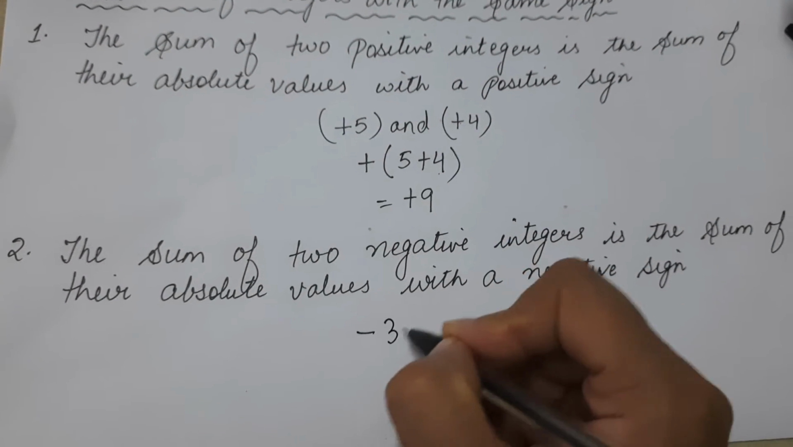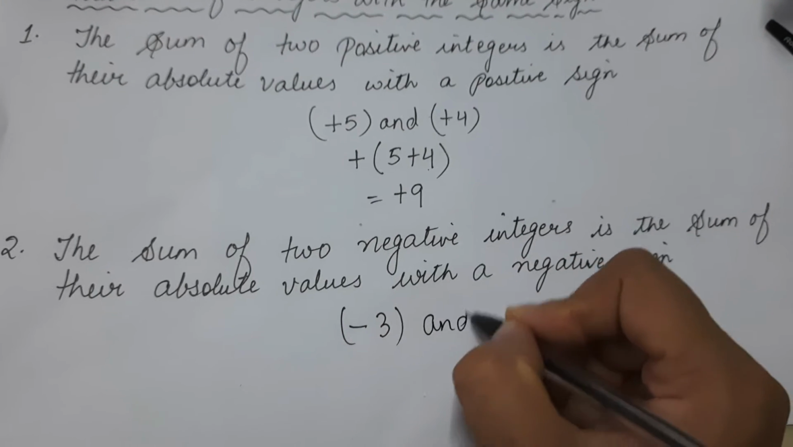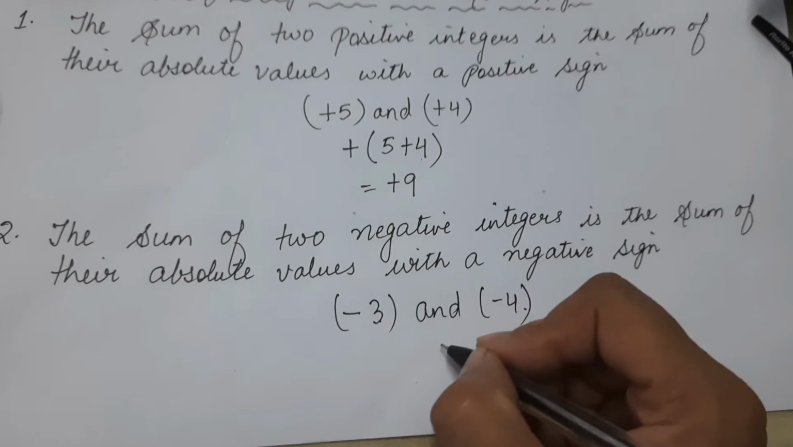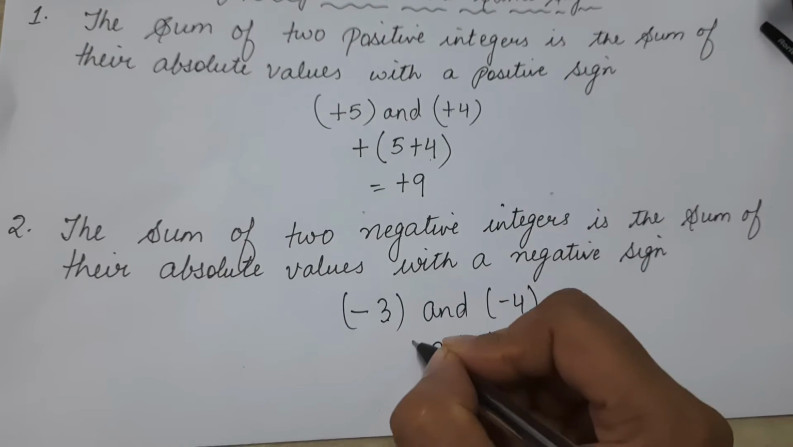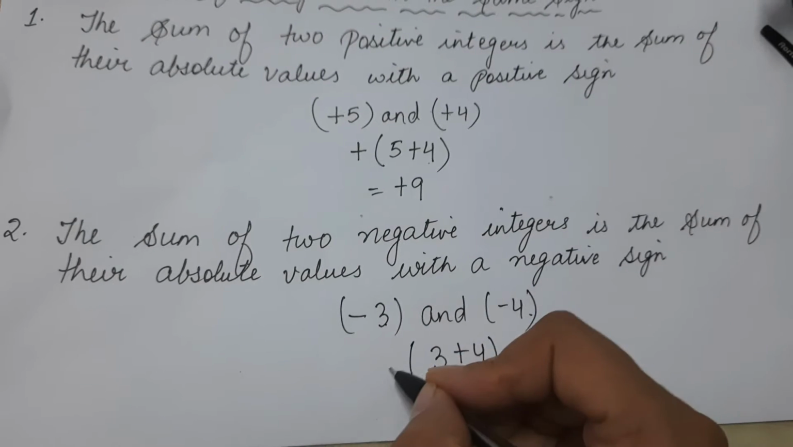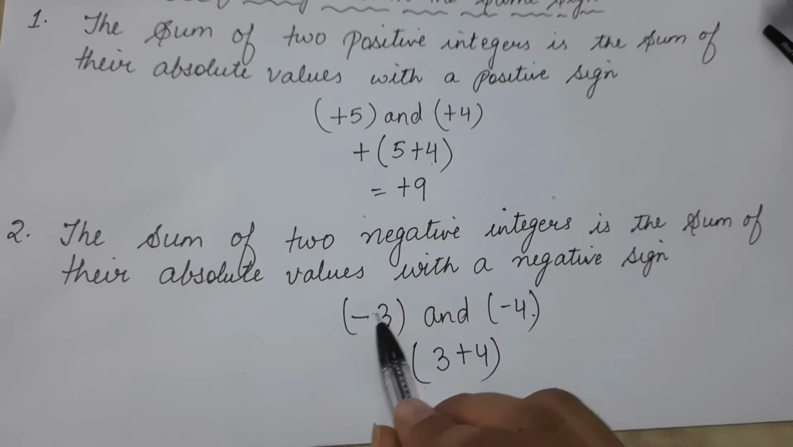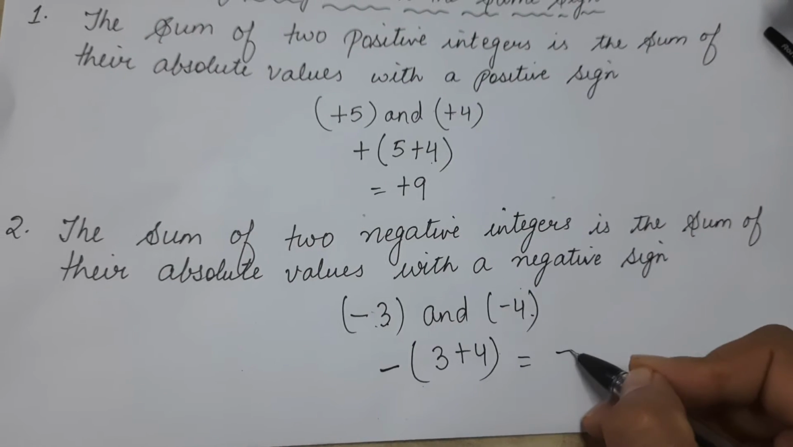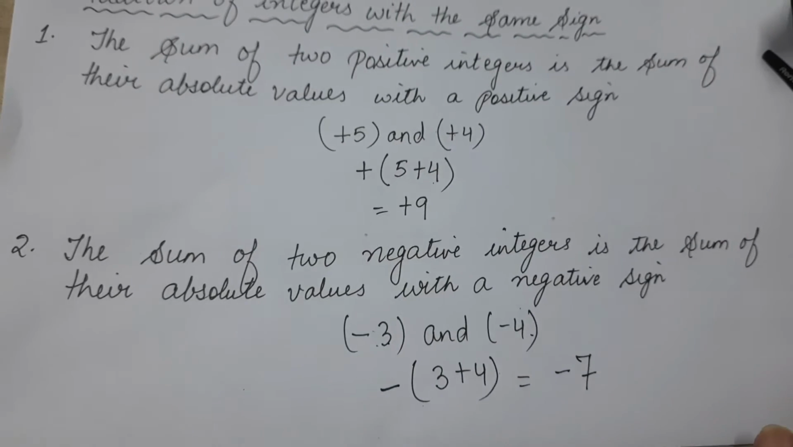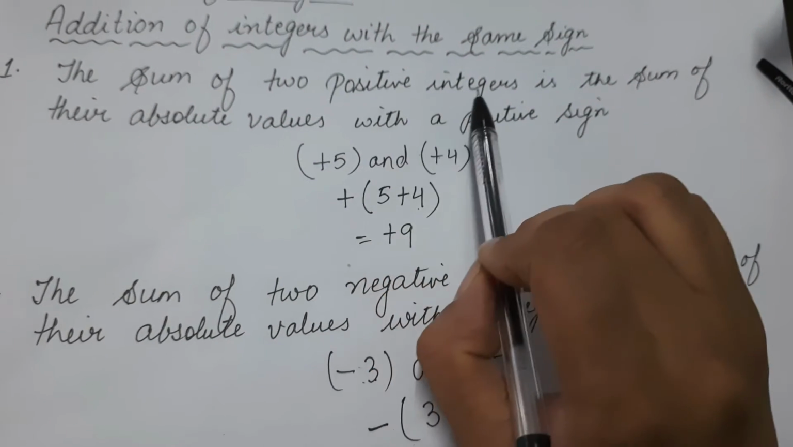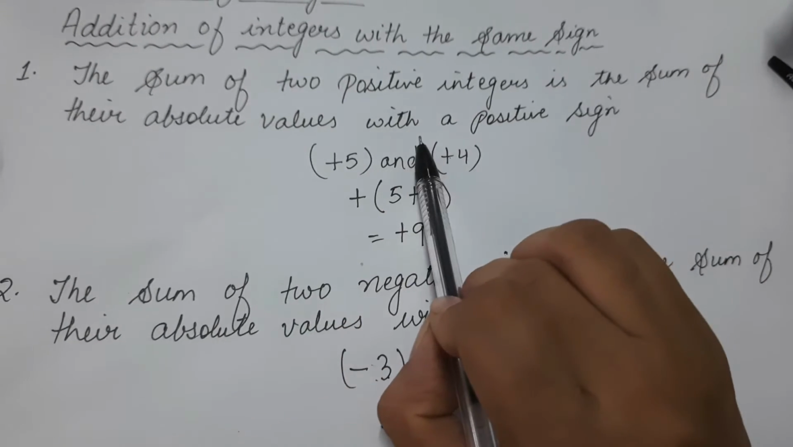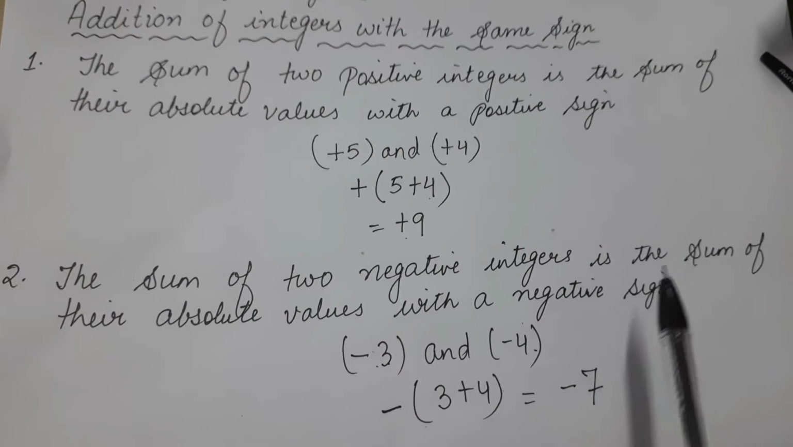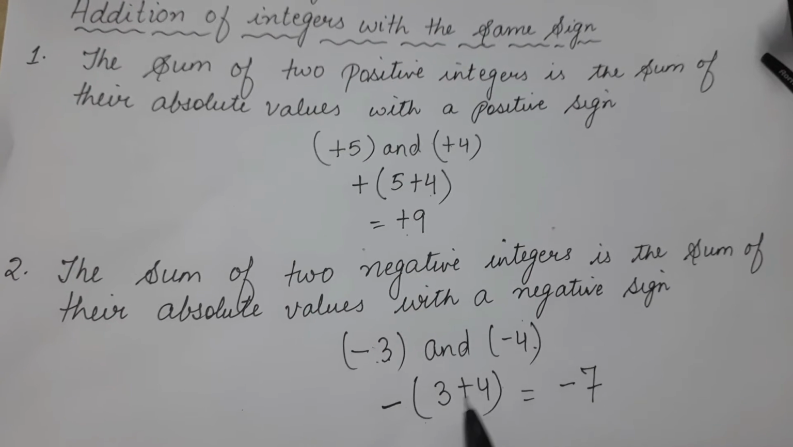Suppose we have to add minus 3 and minus 4. Then what we do? We add their absolute values. We will add 3 and 4 and sign will be negative. Okay, because both the integers have negative sign, so we add up their absolute values and sign will be negative, so it will be minus 7. Fine. If both the integers have positive sign, then we add their absolute values, but sign will be positive. But if both the integers have negative sign, then we add their absolute values, but sign will be negative.